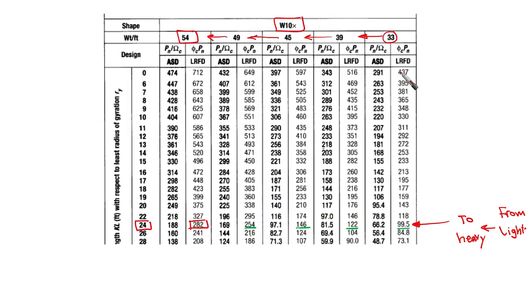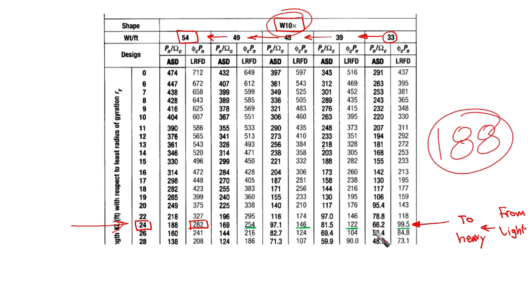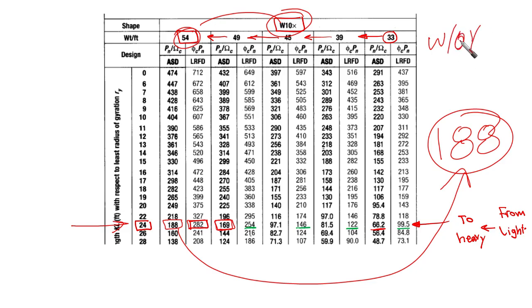Okay, now let's go to the next, which is W10. Go to 24 KL, going from the lightest, as we said. Remember, 188. So here, if you go until we reach ASD, 169. Here it is 188, exactly as we want. So this cross section is going to be our cross section. It is going to be W10 by 54, and it is going to provide exactly the same value, 188.